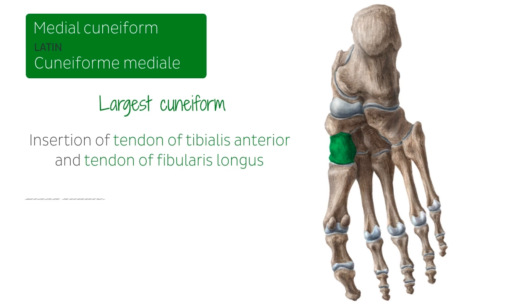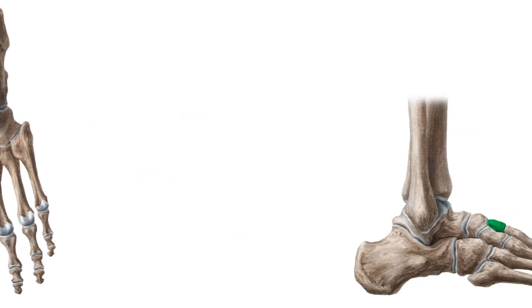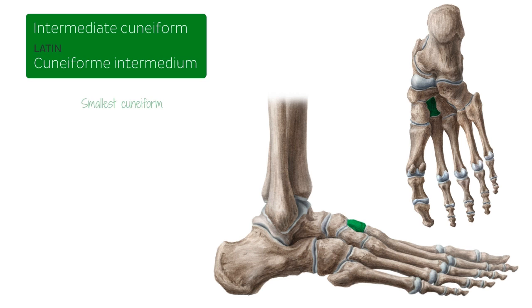And the medial cuneiform receives arterial blood supply from the dorsal arterial network and is innervated by the deep fibula and medial plantar nerves. So our intermediate cuneiform bone is the smallest of the cuneiform bones, and I'll just show you with my mouse how it articulates with the medial cuneiform medially and the lateral cuneiform laterally, as well as the navicular bone proximally and the second metatarsal distally.